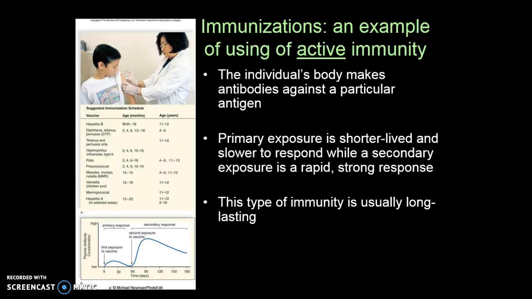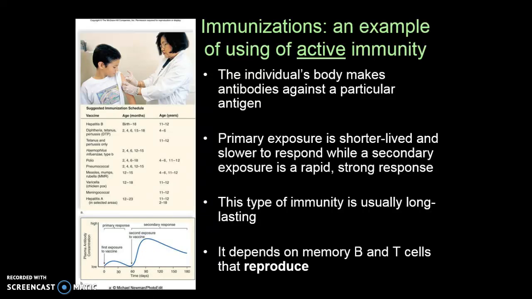This type of immunity is usually long-lasting, meaning that it can actually last you your entire life. So typically you don't have additional vaccinations after middle school or sometimes high school when you get those boosters. And that's because it's lifelong. Right, but it also depends on the memory B cells and T cells that are there and that can reproduce upon subsequent exposure.